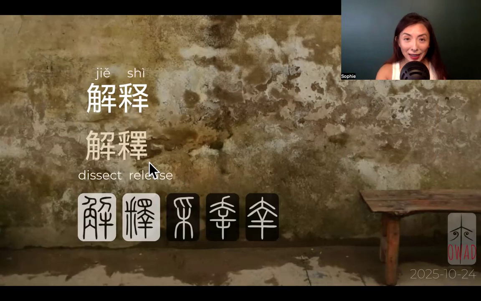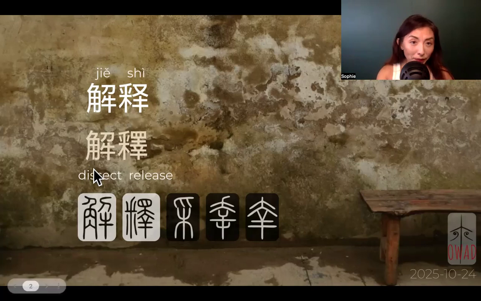And in a way, 解释, explain, is a Chinese way to say cutting, to dissect things, and to release. Originally it also means to investigate, to kind of sort out the relationship between things. So let's go into each one.